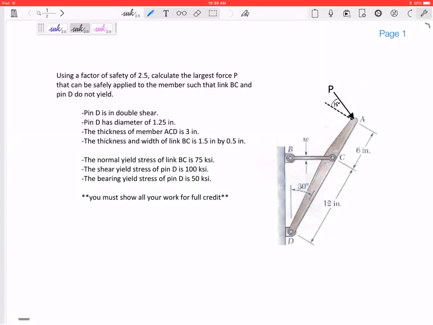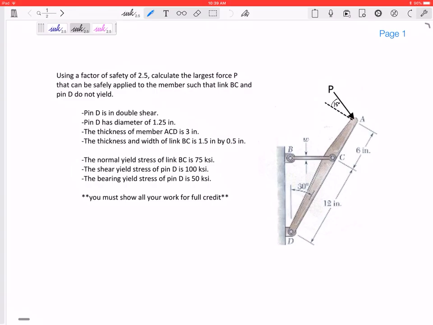Okay, so here is another allowable stress design problem. But this is one where you know all the diameters of the pins, the thicknesses of the link, all the sizes, and you're trying to find the largest force that I can have here. So it's a little bit backwards from that last problem in our notes, but we can do this one using the same steps.